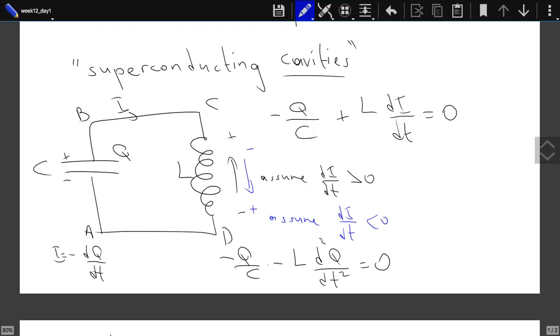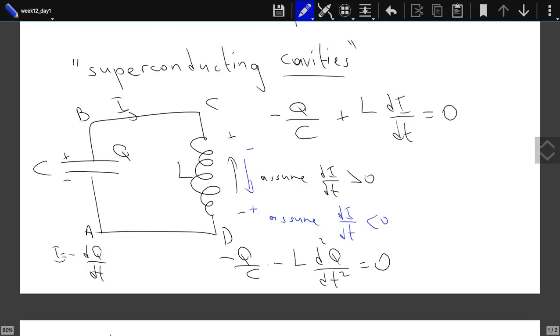Remember what Kirchhoff's laws tell us. If you start from a point, go around the loop, and sum all the potential drops or potential increases, the sum should be 0, because there is no potential difference between point A and point A. So we go from A to B. We go from the negative plate to the positive plate. Negative plate is always at the lower potential. Positive plate is always at the higher potential. This is negative, this is positive.